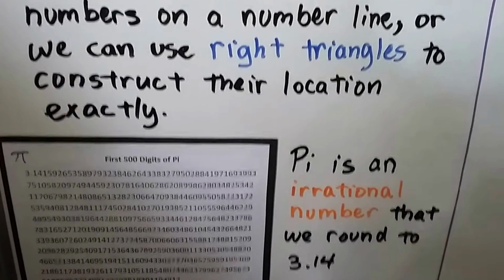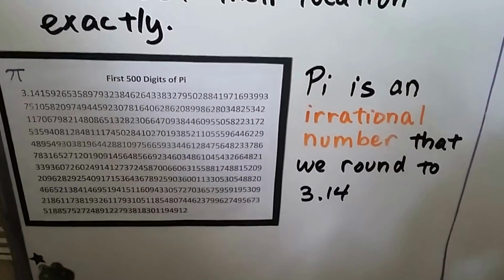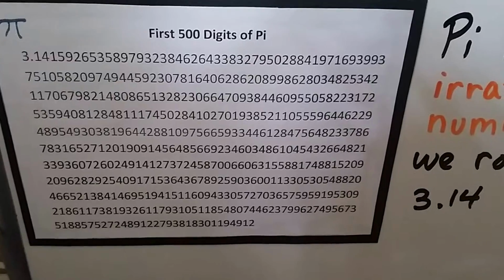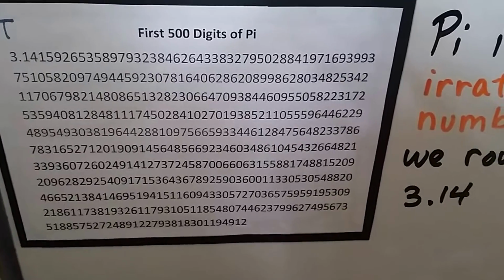Now, pi is an irrational number that we round to 3.14. And look at this. This is the first 500 digits of pi, but it goes on infinitely. Try putting that on a number line. That would be difficult, wouldn't it?